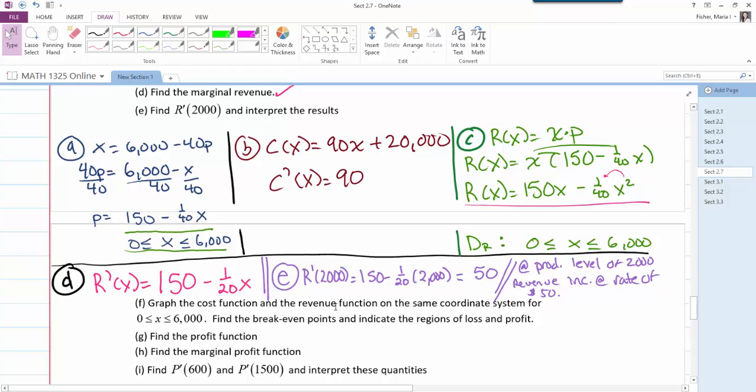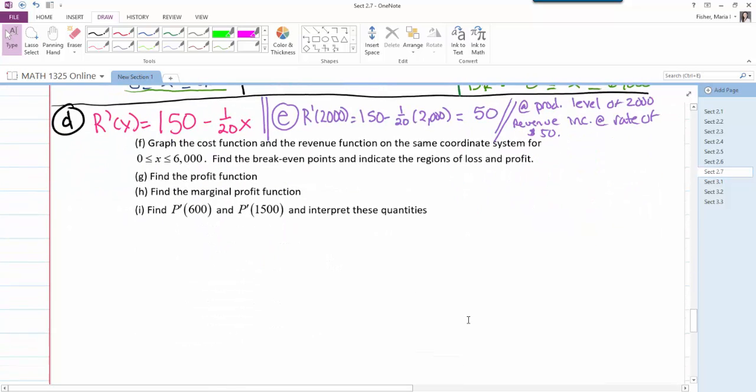Graph the cost function and the revenue function on the same coordinate axis between 0 and 6,000 and find the break-even points and indicate the regions of loss and profit. So you'll see that on my math lab where you're going to choose the graph. So let's kind of go through how you would do that.